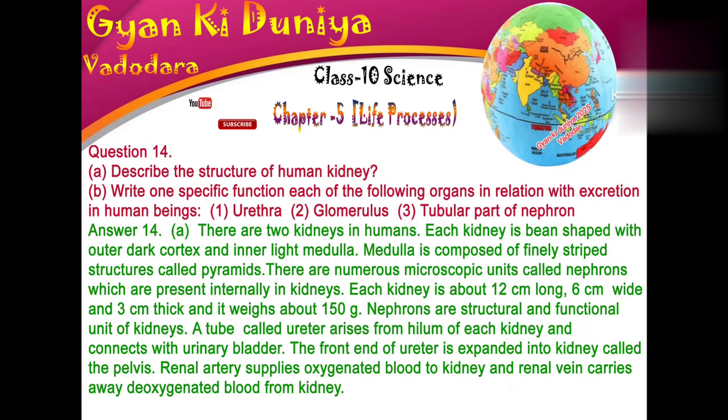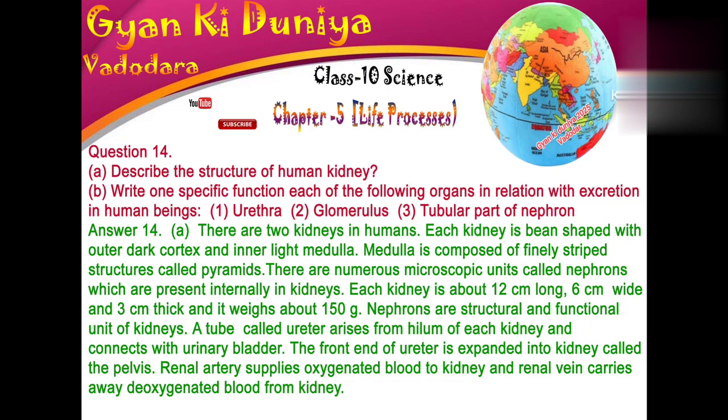Question number 14. A. Describe the structure of human kidney. B. Write one specific function each of the following organs in relation with excretion in human beings. 1. Urethra. 2. Glomerulus. 3. Tubular part of nephron.